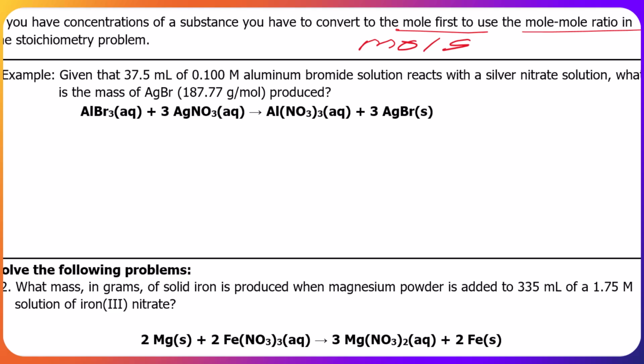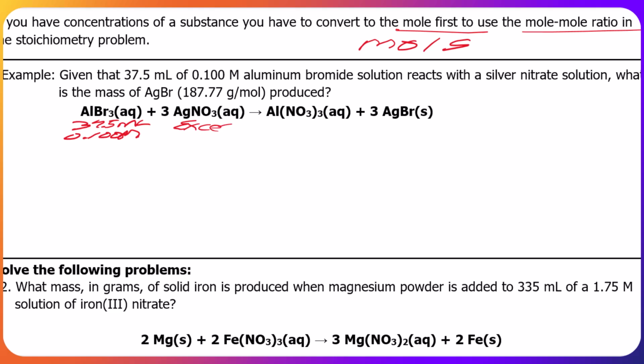Here we are. Given that 37.5 milliliters of a 0.100 molar aluminum bromide solution reacts with silver nitrate, what is the mass of silver bromide? Now here's the deal. We're assuming we have an excess of the silver nitrate.